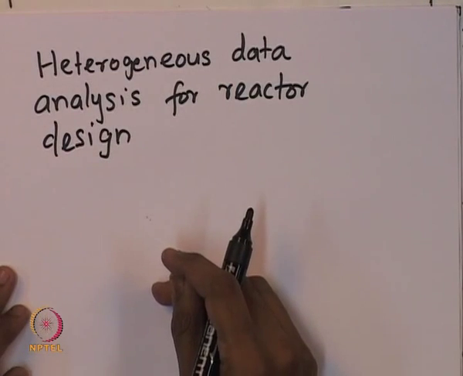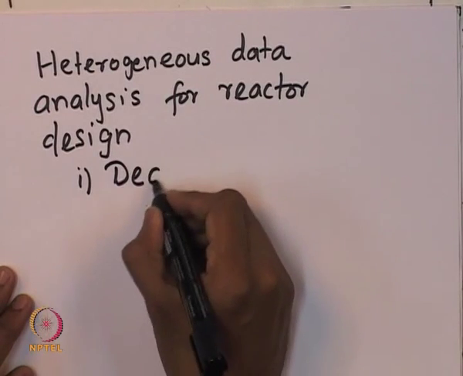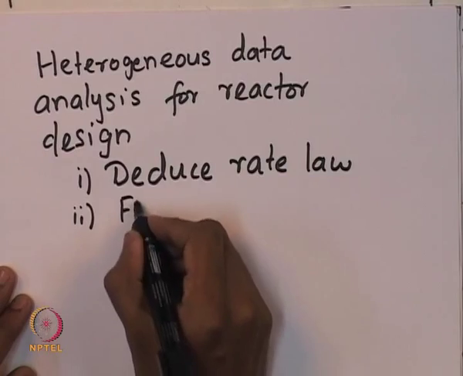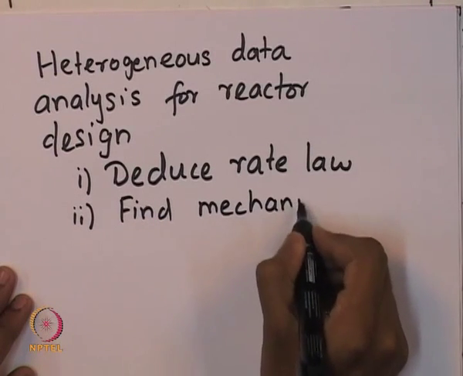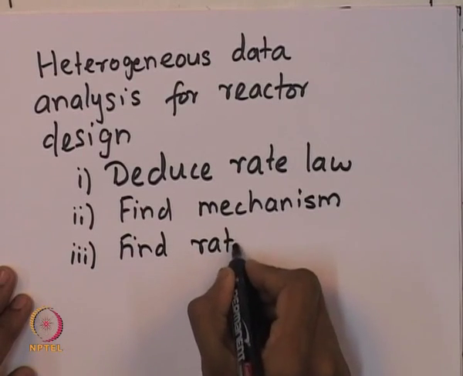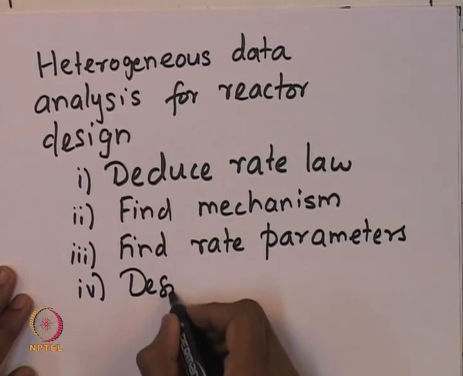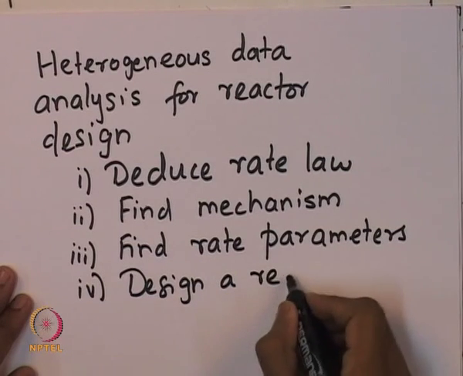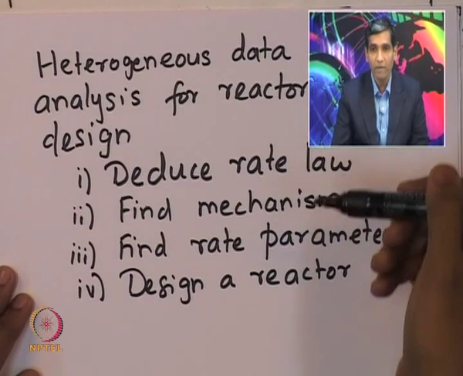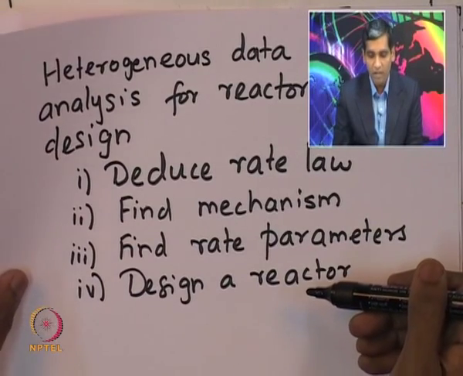So the general algorithm for designing a reactor is as follows. The first step is to deduce a rate law. The second step is to find the mechanism behind the reaction. And the third is to find the rate parameters. And the fourth step is to design a reactor using all the information that has been found from the previous three steps. So that's what we are going to start today. So today we are going to look at the rate law, and we are going to look at the mechanism and how to estimate rate parameters, and then we will march forward to the design of the reactor.